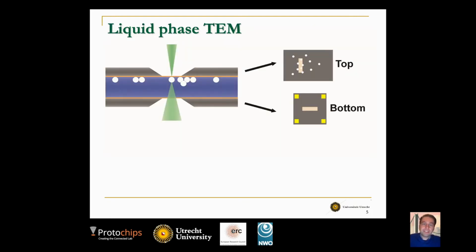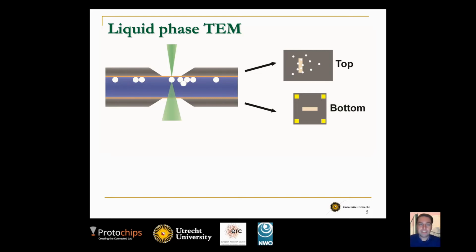So one way that you could look at this is by using liquid phase transmission electron microscopy. The idea basically is to sandwich your sample and some liquid between two membranes. This keeps the liquid separate from the vacuum, but also still keeps the overall system thin enough for the electrons to pass through and actually still image your sample.